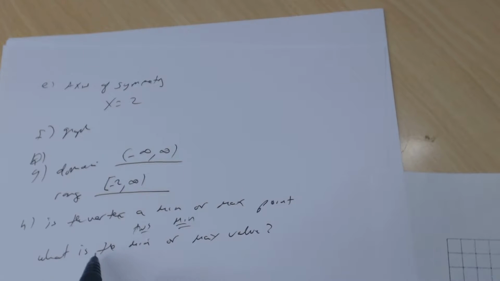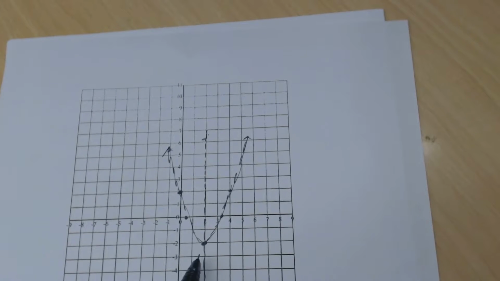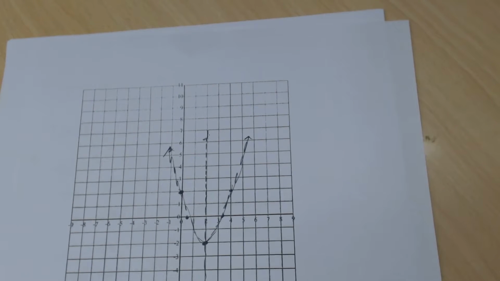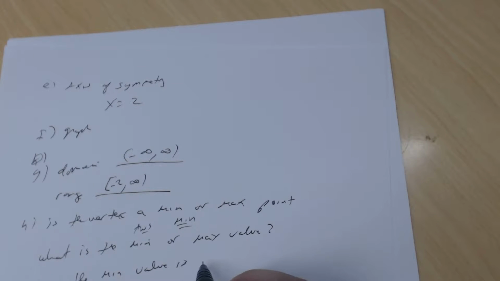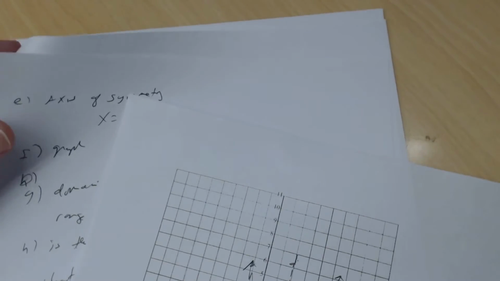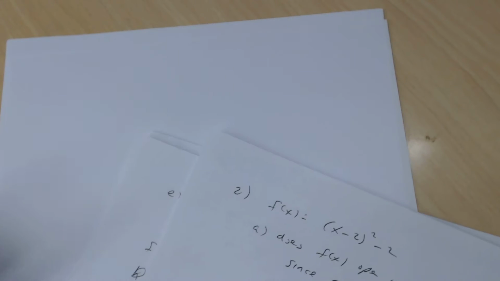All right, and then what is that minimum value? So the minimum value of the vertex, remember that's the y-coordinate they're asking for. So don't say 2, the y-coordinate is a -2. So the minimum value is -2. All right, now, so that's number 2. Okay, number 3.